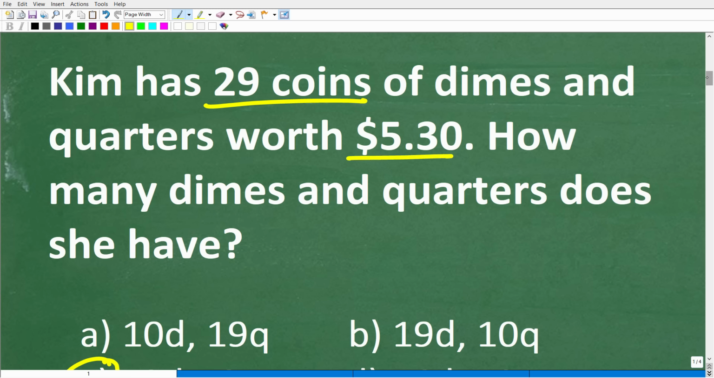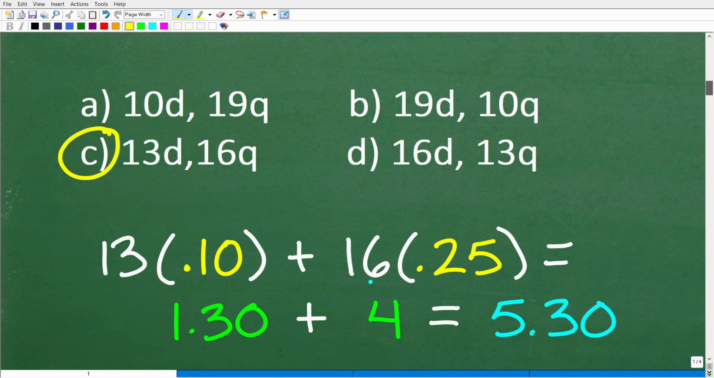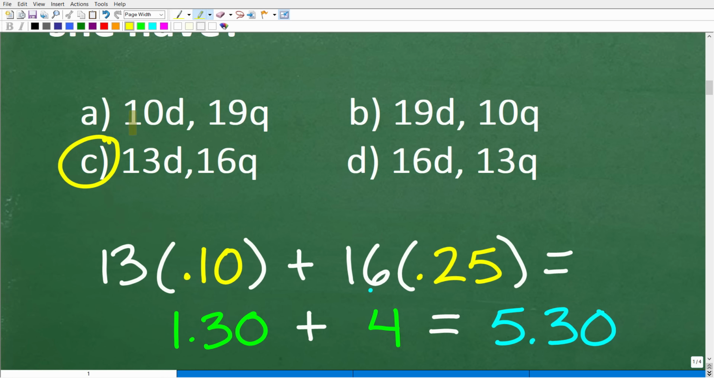So one thing that you could do here is say, all right, let's just take a look at our options. So A, 10 dimes and 19 quarters. Well, this is 29 coins. 19 dimes, 10 quarters, 29 coins here. 16 dimes, 13 quarters, 29 coins. So all of these here, including obviously the correct answer, have a total of 29 coins, right? So that's not going to help us.